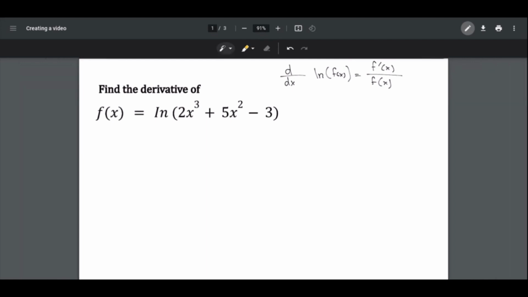Find the derivative of f(x) equals ln of 2x to the power of 3 plus 5x to the power of 2 minus 3. So first things first, 2x to the power of 3 plus 5x to the power of 2 minus 3 is our f(x). So the derivative of f(x) is 6x to the power of 2 plus 10x.